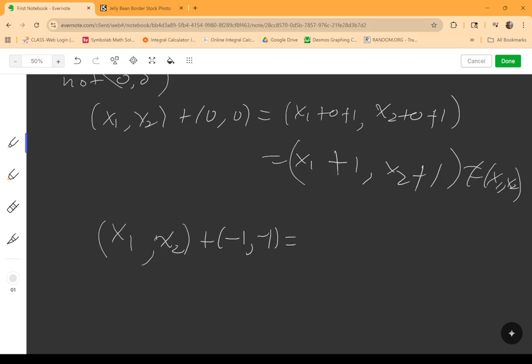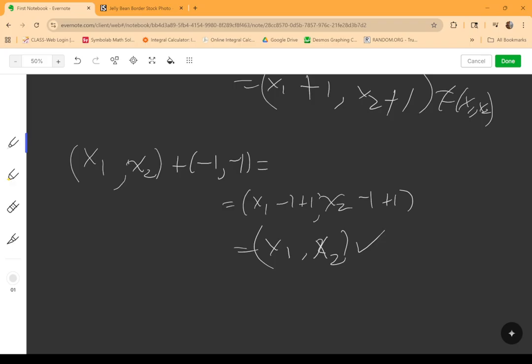And what does that do for me here? So what we have here is x1 minus 1 plus 1, x2 minus 1 plus 1, and that gives me (x1, x2). Okay, so we do have a zero vector that has the property that when you add it, you get back (x1, x2). It's just not what we naturally think of a zero vector to look like, right? Our zero vector here looks like this, okay?